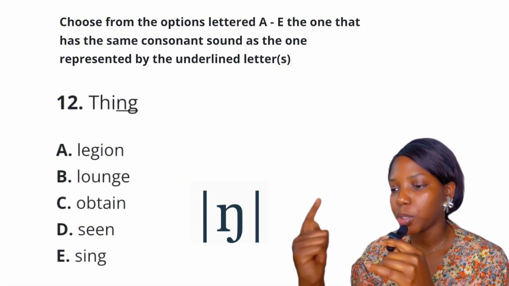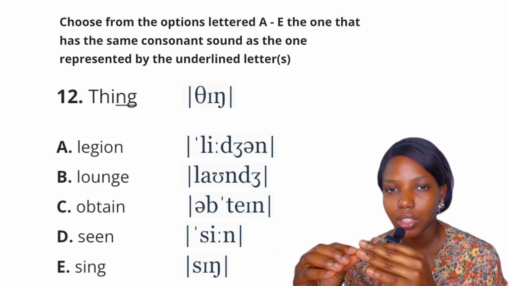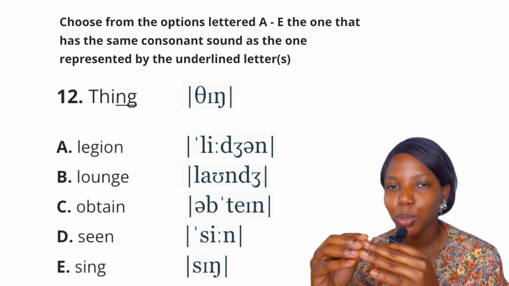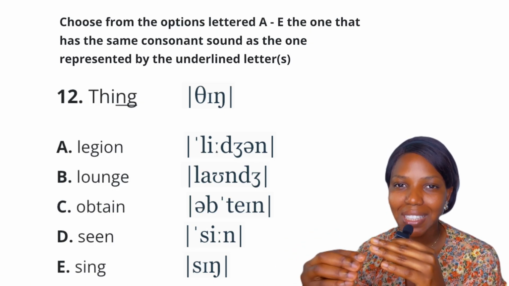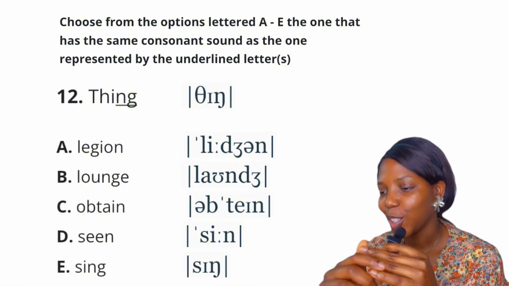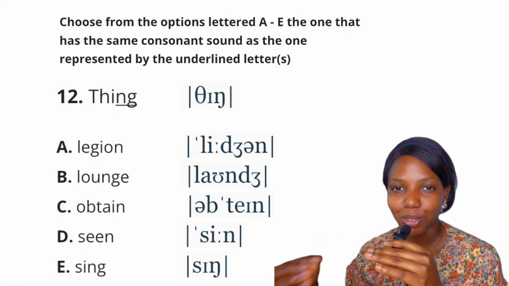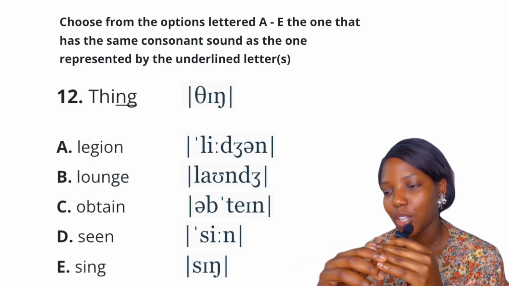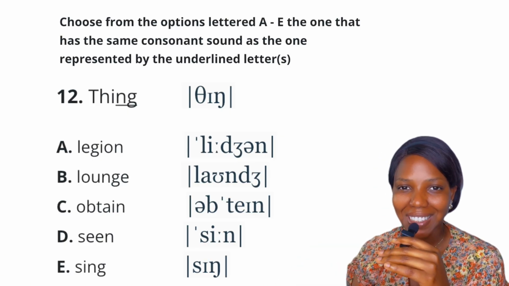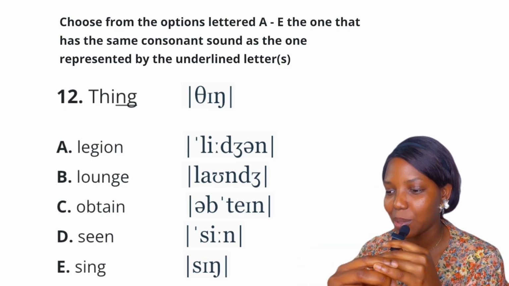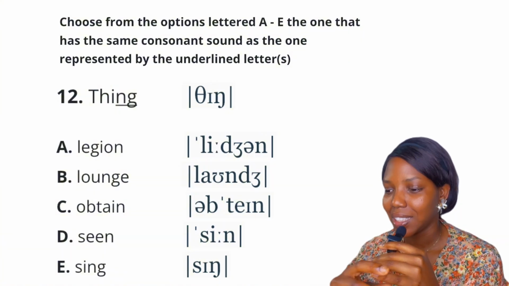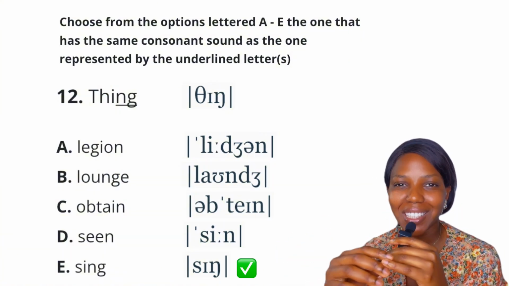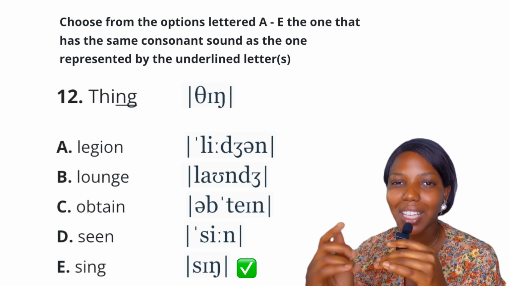Okay, so option A, we have legion. So it has the sound, not ng. So examiners want to know if you can differentiate between the two sounds. Option B, we have lounge. Okay, so we have the sound in lounge, not ng. Option C, we have obtain. Option D, we have seen. Then we have option E, sing. So it has the sound. So option E is the final answer to this question.